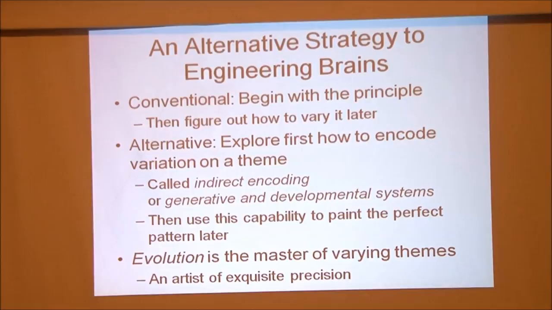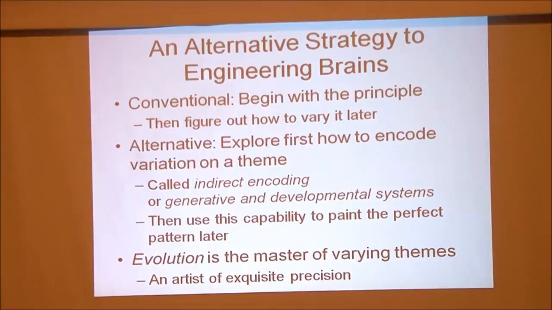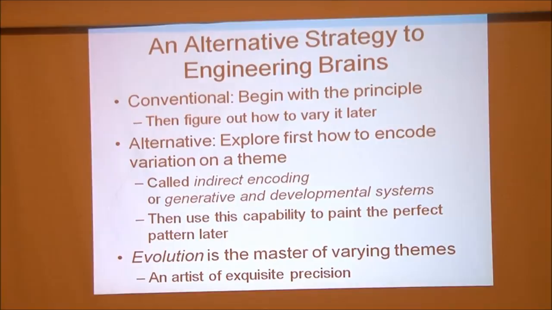It's not the only possible indirect encoding, it's an indirect encoding, an indirect mapping from genes to ultimately the expression of some kind of structure, the phenotype. And if we study how these kinds of encodings can work, how we can express something like variation on a theme, then this capability can paint the perfect pattern later. In other words, we can exploit it once we understand it, in order to learn how to exploit ultimately the principles that we are relying on to build our complex system.